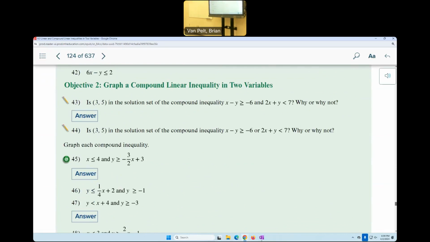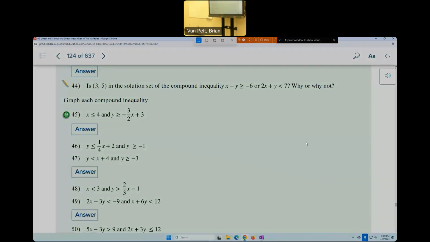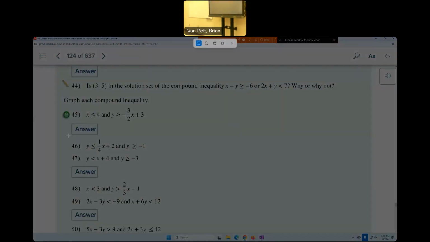Okay, so let's go. Let me start with number 46, and then we'll get you involved as well. Since we're doing graphing tonight, I should change my background to just the graph paper.